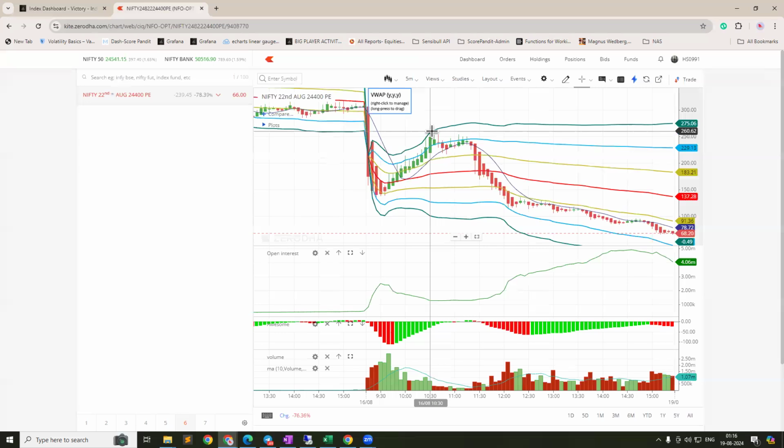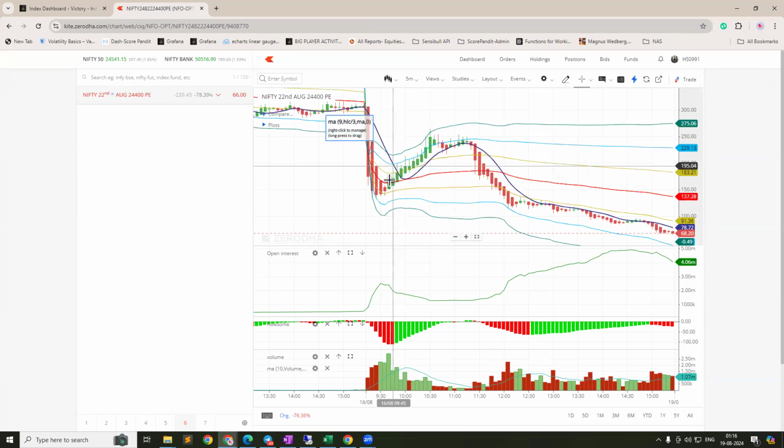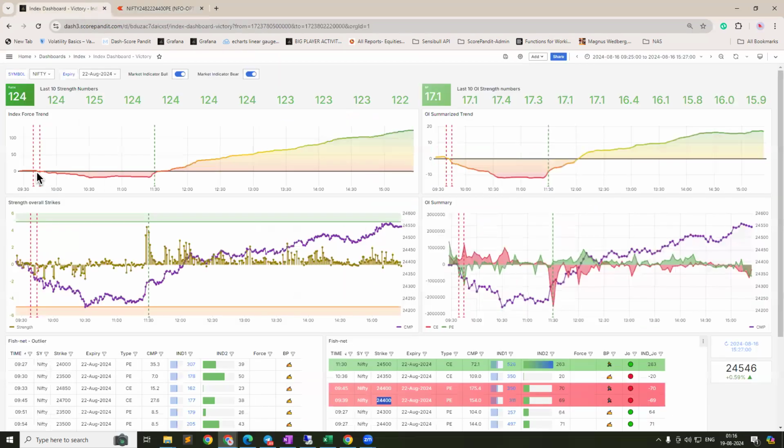From 939 till 1025, in 1 hour's time, it moved almost 100 points. For a person who wants to book quickly, you can easily get these trades with 20, 30, 40 points and book easily. So this was one indicator.